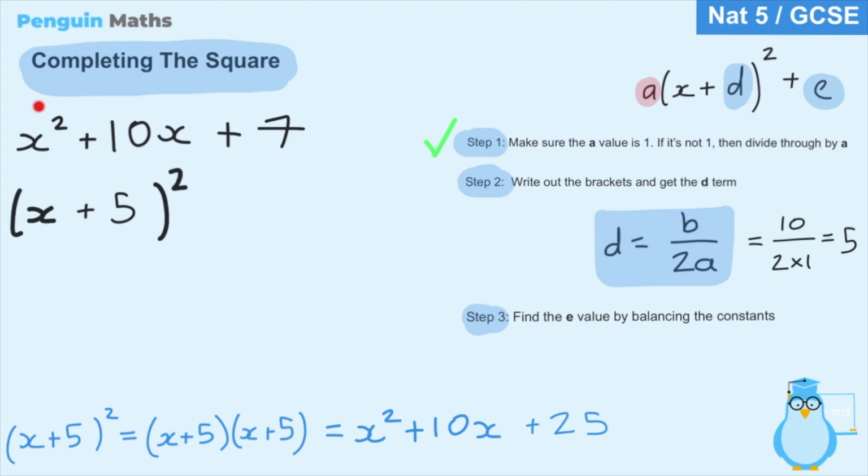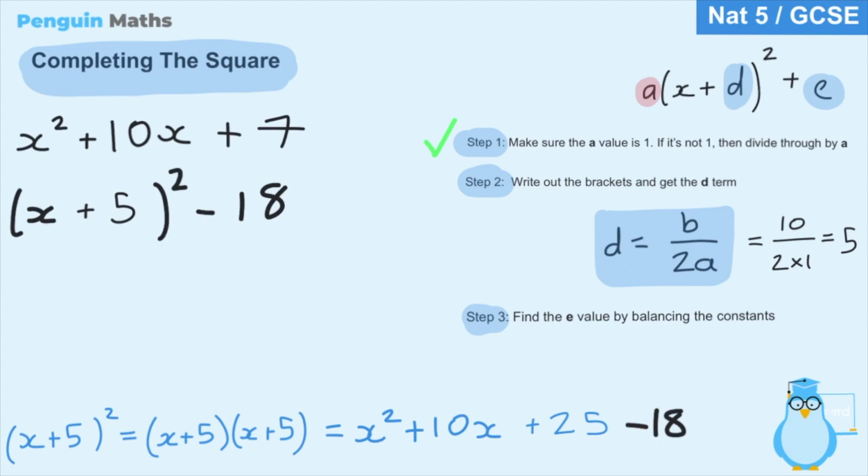So comparing this to this, we can see that the first two terms are correct, but the constants at the end are different, so that means we have to correct it by adding in the e value. Because we know already this gives us 25, but what we want is 7, so that means we have to take away a value that's going to give us 7. And the way we can do that is just 7 minus 25, and that's going to give us a value of minus 18. So that means now that if we put minus 18 on the end of this, we do 25 minus 18, which will give us the 7 here.